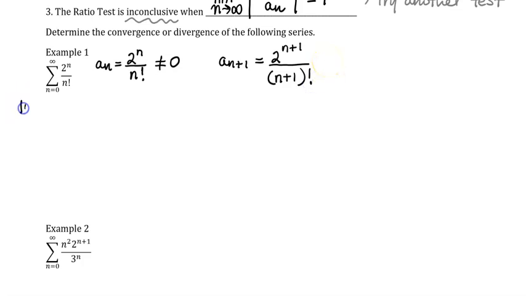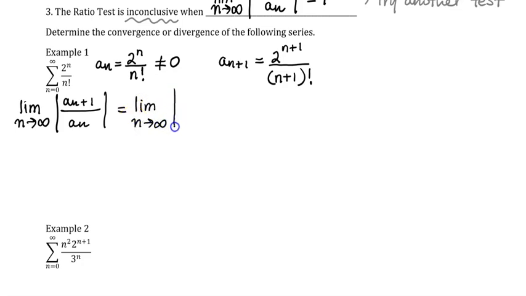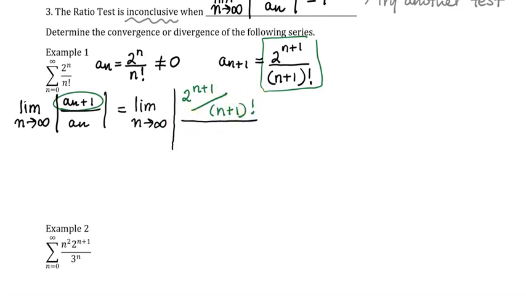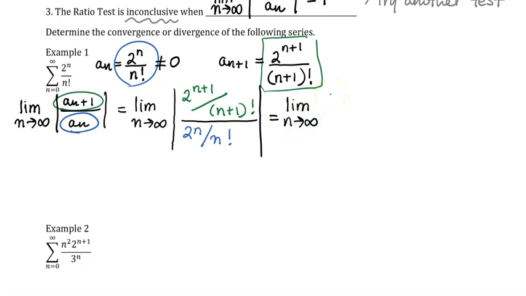Now let's take a look at the limit as n approaches infinity of the absolute value of a sub n plus 1 divided by a sub n. So this will be the limit as n approaches infinity of the absolute value of a sub n plus 1, which is this expression here, and that we will divide by a sub n, which is the original expression that was on the inside of the series. So on the inside of this absolute value, we are dividing fractions. So I will simplify that by multiplying by the reciprocal.